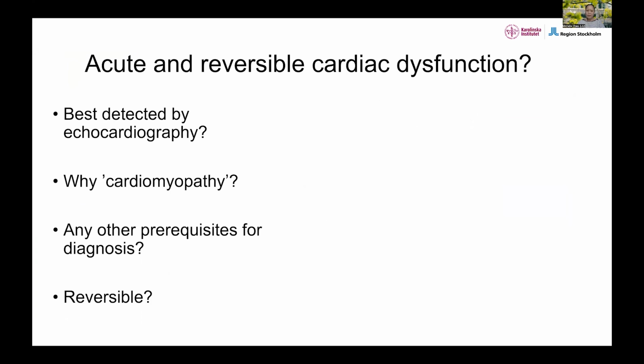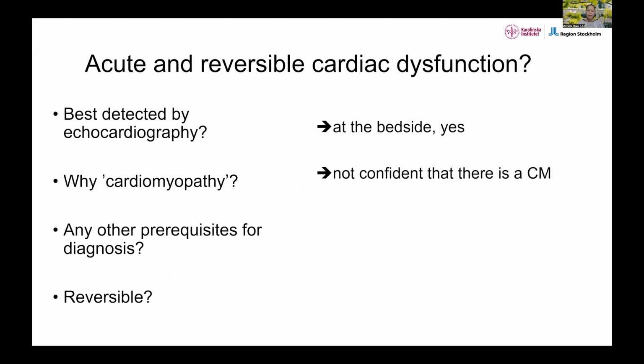Now, let me ask you these 4 questions. Firstly, is sepsis-induced myocardial dysfunction best detected by echocardiography? And I would say yes, at the bedside, because there is no other tool that we can use at the bedside that will give us all the information that echocardiography will give us. I will come into that later.